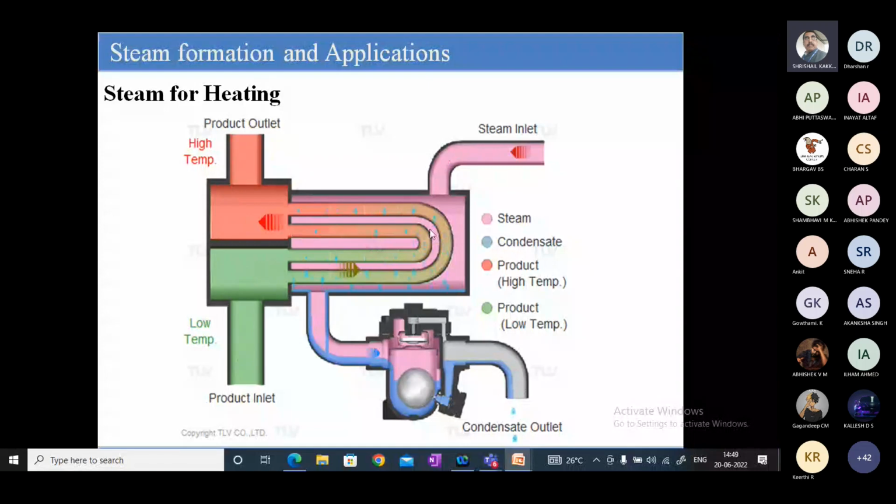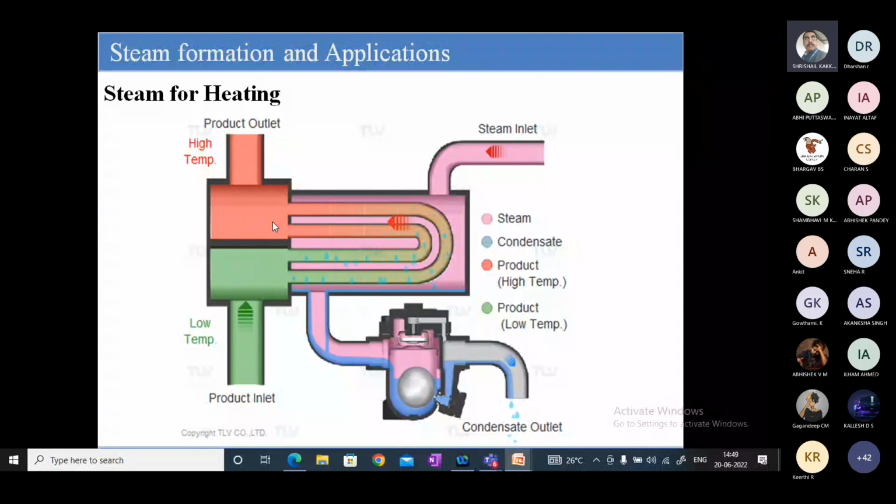By the time it flows through this, you can see the steam going through this inlet, passing through this and coming out to the condensed outlet. And by the time the steam is passing through this zigzag portion, what happens? The heat from the steam will be transferred to this product and it will be heated up. Okay, steam for the heating purpose. This will be specifically applicable where the steam is freely available.